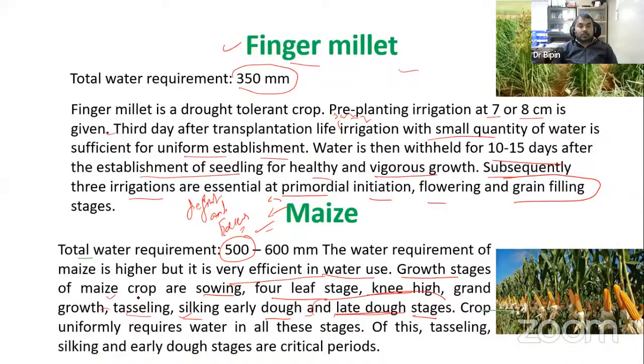But tasseling, silking and dough, these are the very sensitive stages. At this stage, you must apply the irrigation water. Crop uniformly requires water in all these stages. Of these, tasseling, silking and early dough stage are the critical. The same thing is being said here also.